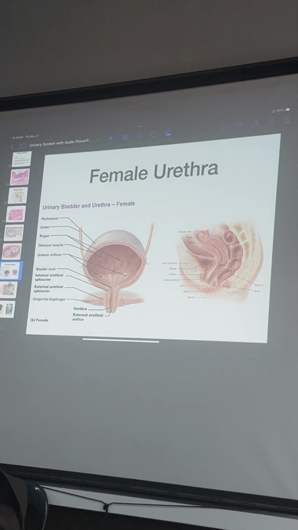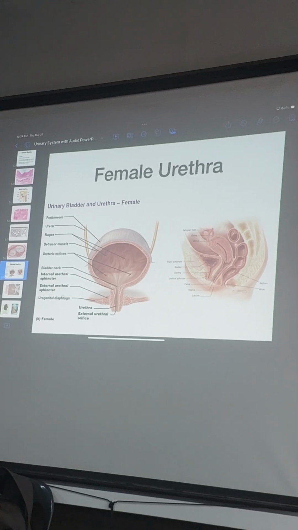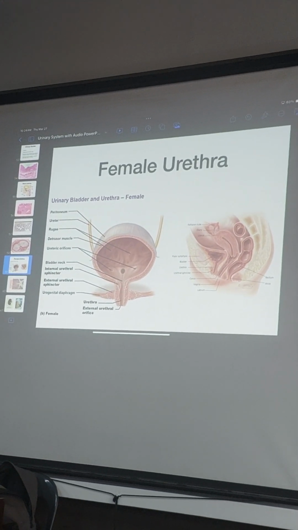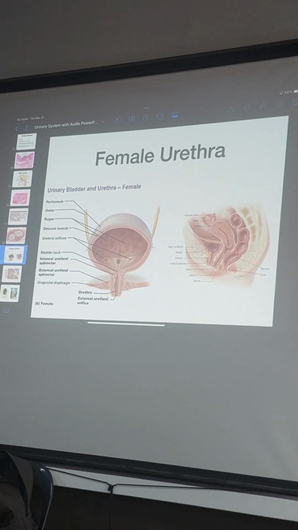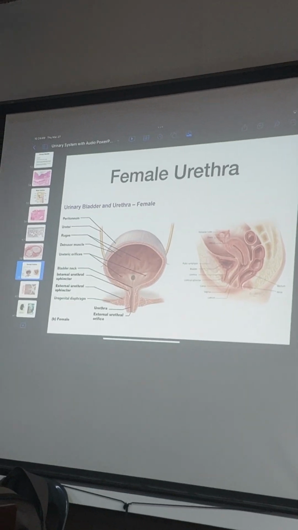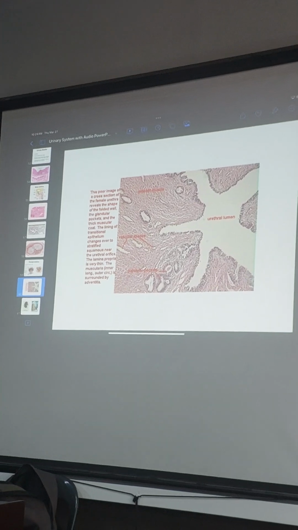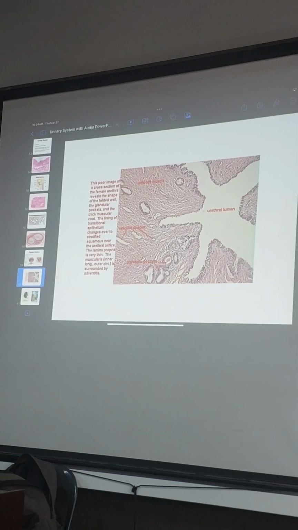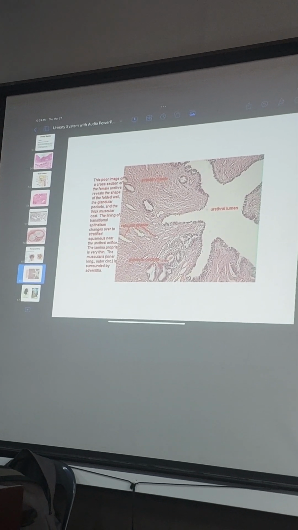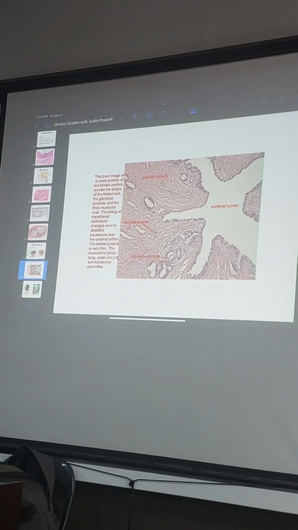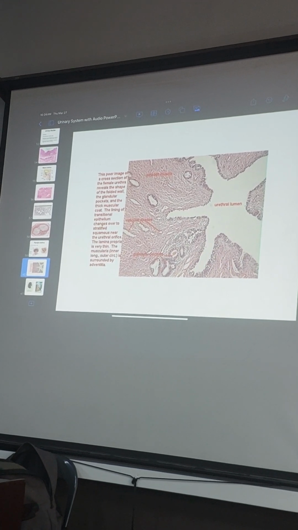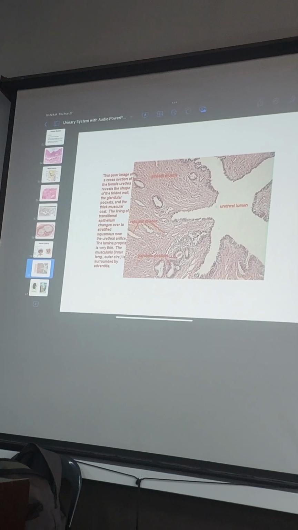Okay? What we actually have in the lab, which is pretty interesting, is the female urethra. So the female urethra is only one segment. It's not divided into several segments. So only one segment. And it's lined by transitional epithelium, except at the very distal portion where it becomes similar to the epithelium of the vulva, which is skin, stratified squamous. Okay?